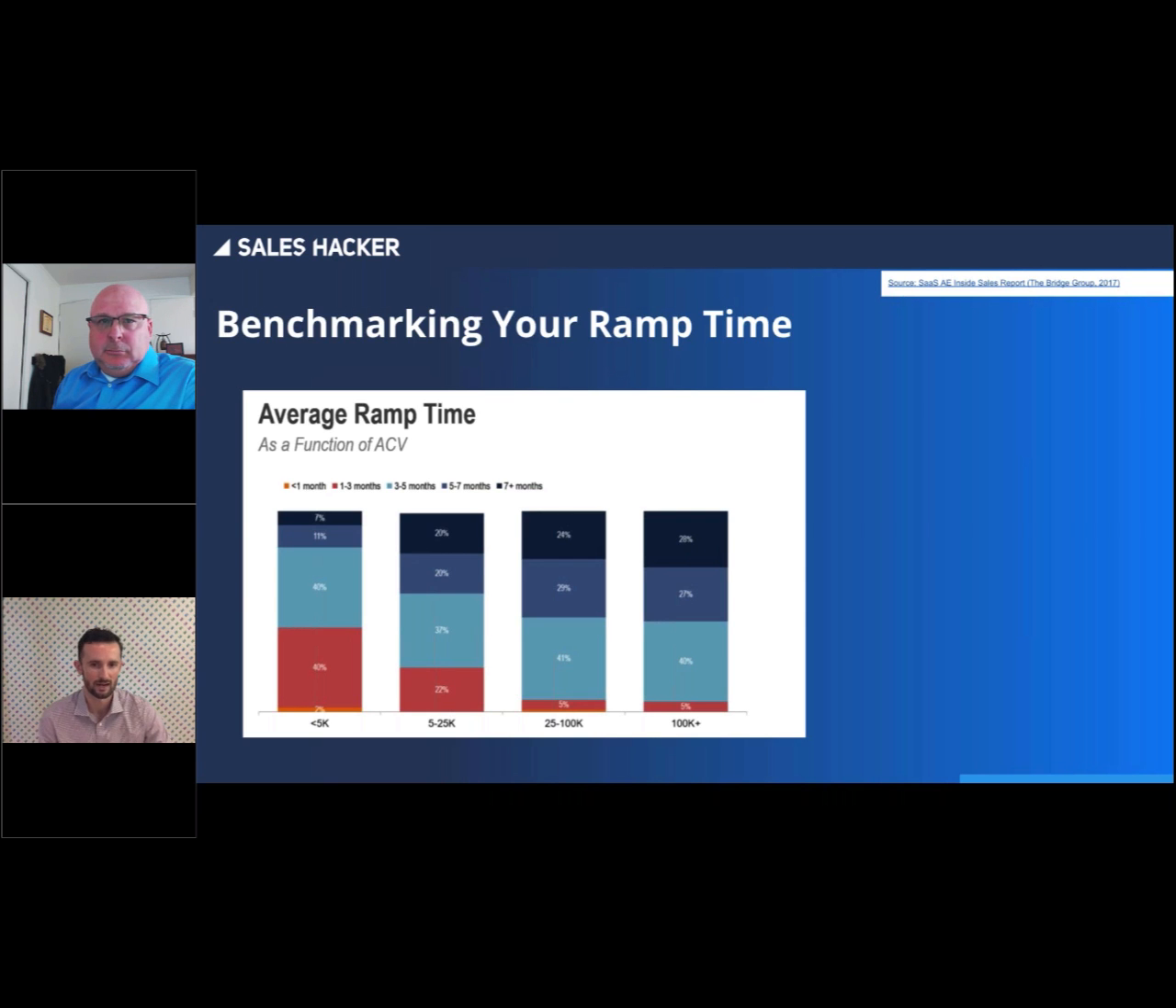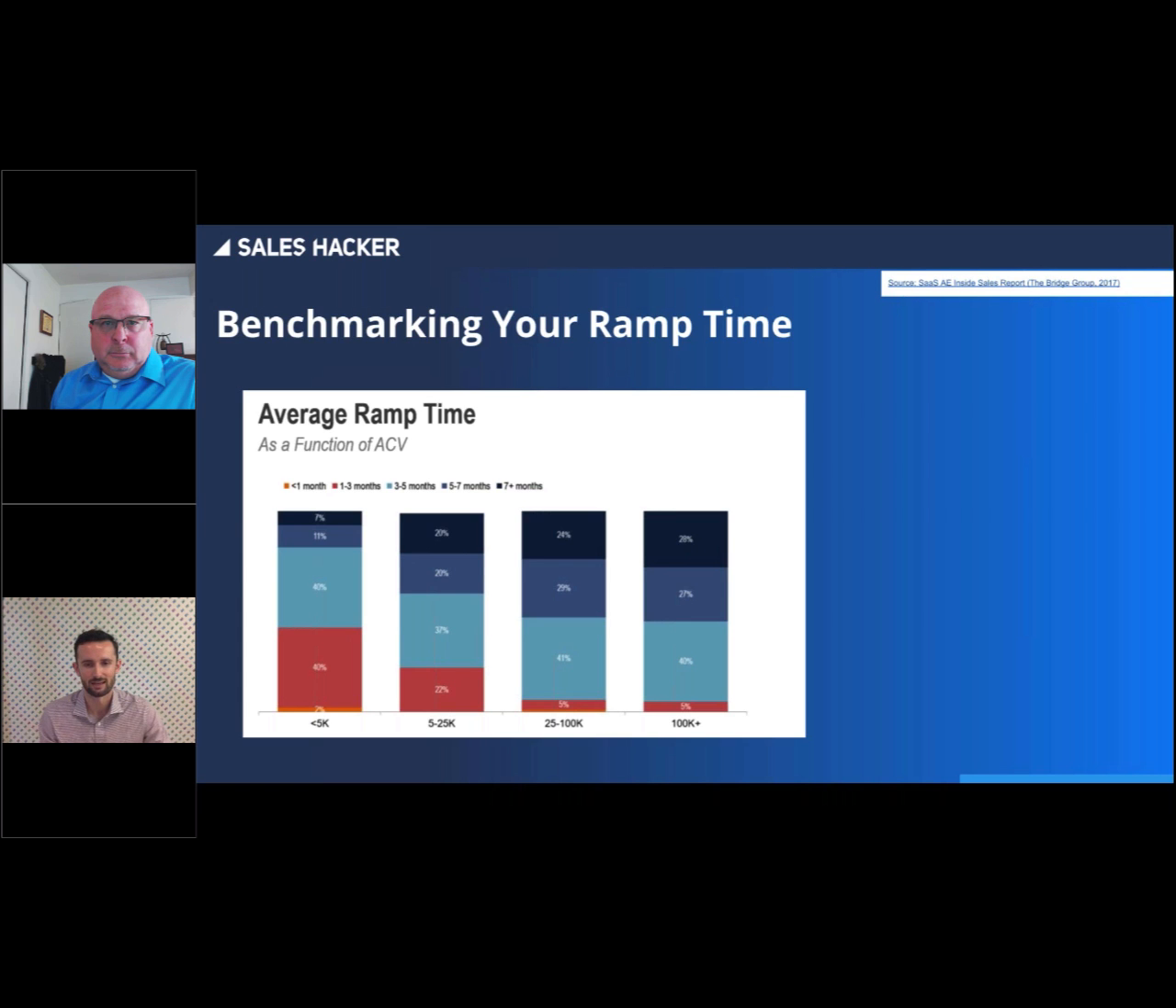Right out of the gate, what you can see is that bigger deals typically mean longer ramp times. I'm not going to argue with that. What I want to point out is that at every single ACV, there is a subcategory of folks that are ramping in 1 to 3 months. Whether you're selling at 5K, where that's a whole 40%, or selling at 100K, where it's only 5%, there are folks at every level of these ACV buckets that are doing it in shorter periods of time.